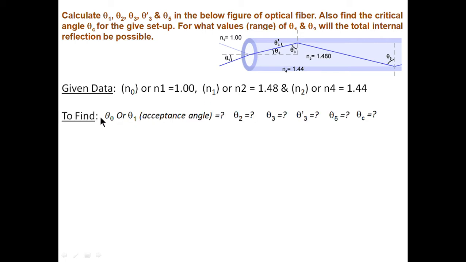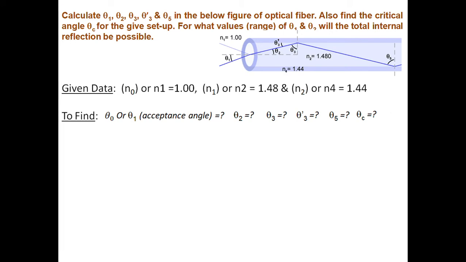Now what is to be found? It has to be seen that the acceptance angle, that is theta 1, has to be calculated, that is theta 0 in our case, and the rest of them theta 2, theta 3, theta 3 dash, theta phi, and theta c, which is the critical angle, have to be found out. Once you have the clear picture of theta 1 and theta 3, the rest of them are pretty much easy because they are geometrical arguments. Let's see how this is solved.